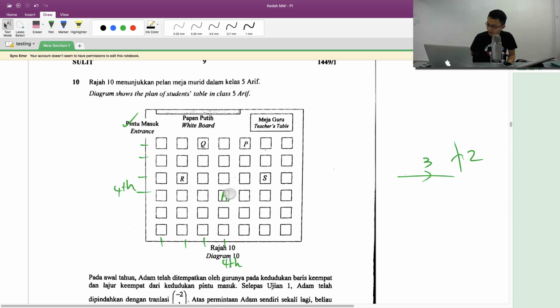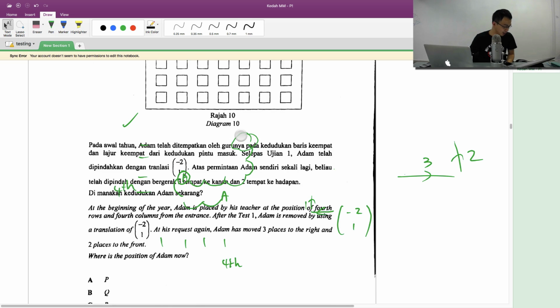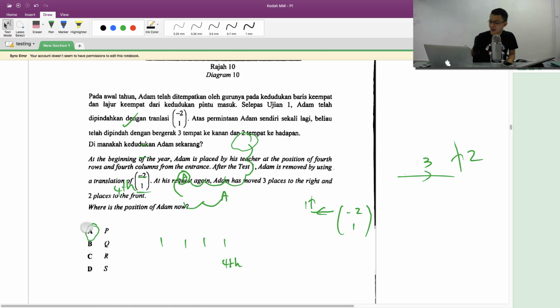Then he moved with the translation -2, 1. -2 means going to the left 2 units, 1 means going up 1 unit. So Adam is going to move to here, 1, 2, 1. So Adam moved to R here. After that he moved 2 units to the right, so we go into here, 2 go into here, and then you move 2 units up, 1, 2. So at the end, he is at the P location. So the answer is P. Alright, it's quite easy, this one.